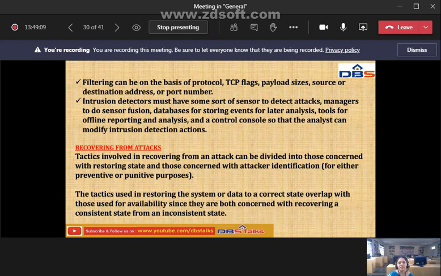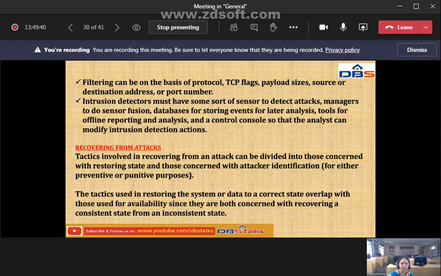Next, intrusion detectors must have some sort of sensor to detect attacks, a sensor-manager fashion, and databases for storing events for later analysis, tools for offline reporting and analysis, and a control console so that the analyst can modify intrusion detection actions. With the help of these things we can detect the attacks.